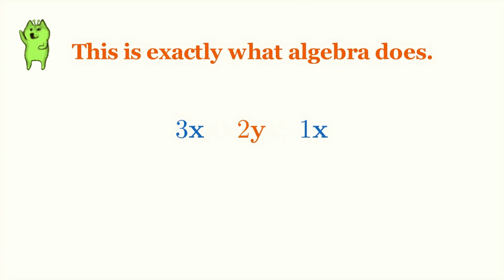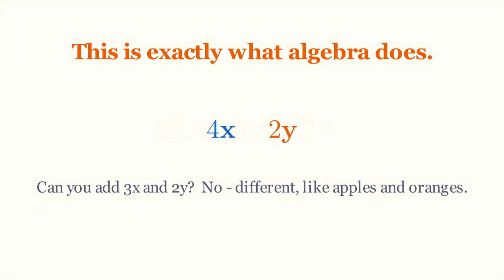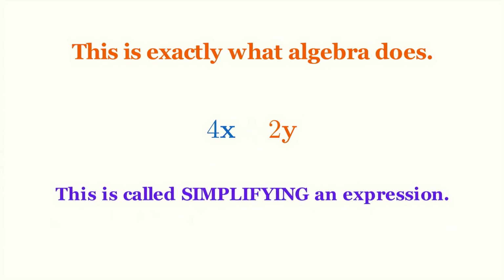3x plus 2y plus 1x. Can you add 3x and 2y? Nope. Apples and oranges, remember? With 3x and 1x, same squad. Combine them. 4x plus 2y. Congratulations. You just simplified an expression.